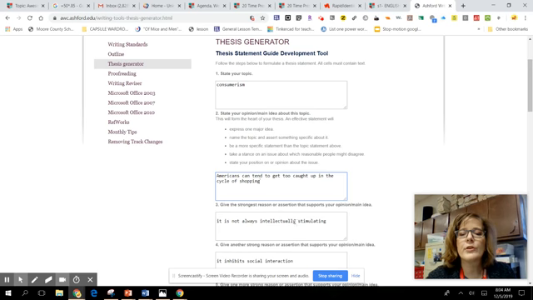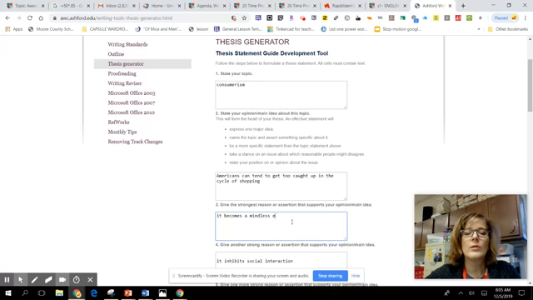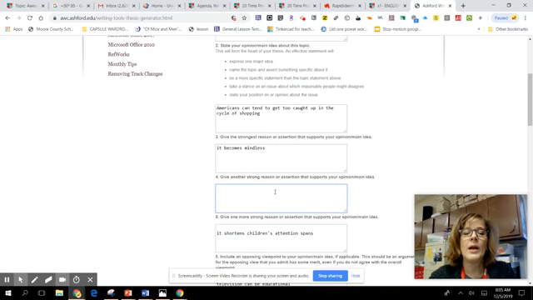Give the strongest reason or assertion that supports your main idea, that opinion. Sorry, I've capitalized and I don't really want to, do I? It becomes a mindless effort. I'm going to simplify that. It becomes mindless. And why would you ever want to do anything without using your brain? It becomes mindless. I'm going to keep that one.